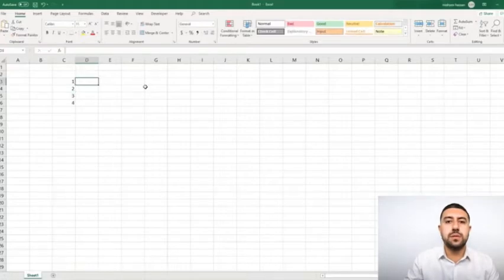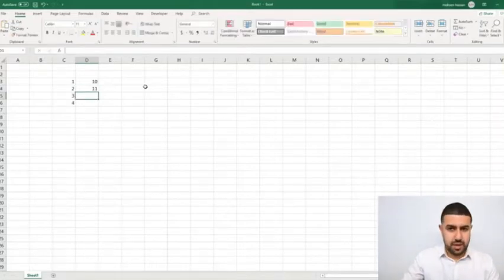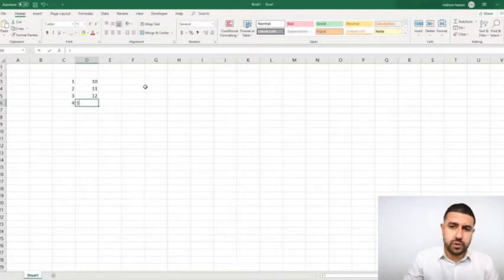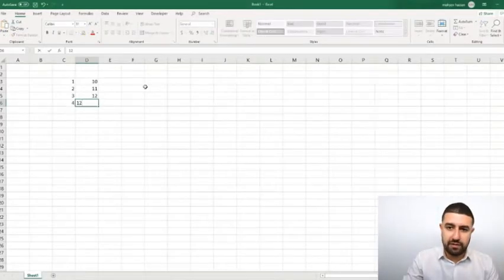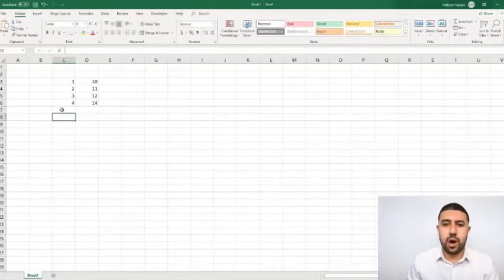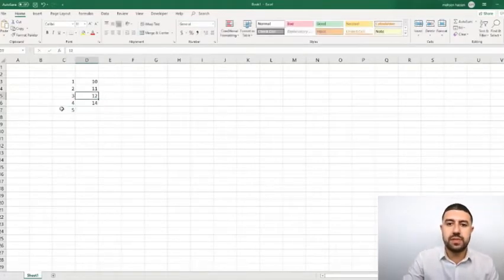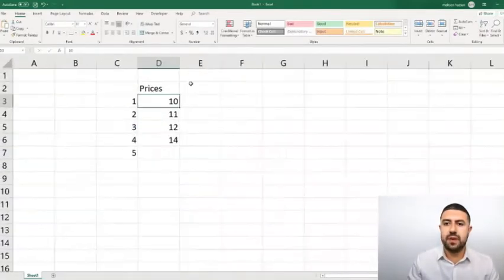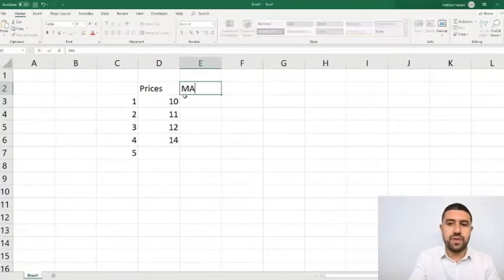Let's say on day 1, the closing price on that day was $10, right? The second day was 11. The third was, let's say, 12. And the fourth continued going up to, let's say, 14. Okay, prices kept going up. Now, on the 5th day, this is the prices here, and I'll zoom in a bit. You have the prices, and here I'm going to have the moving average.